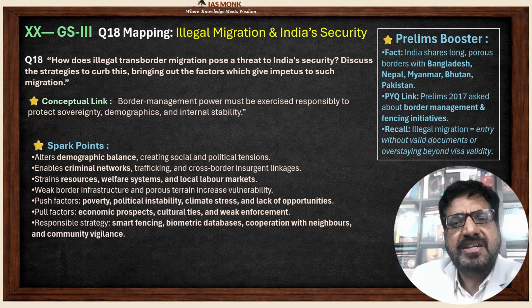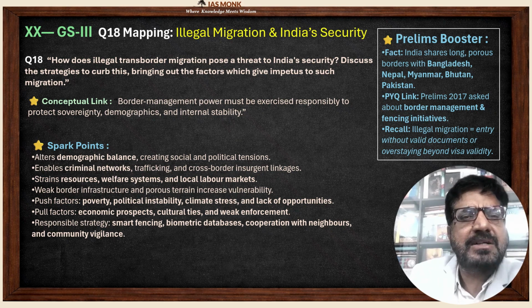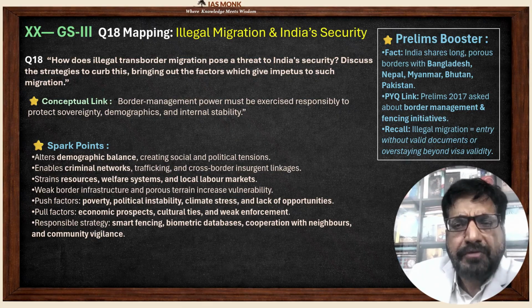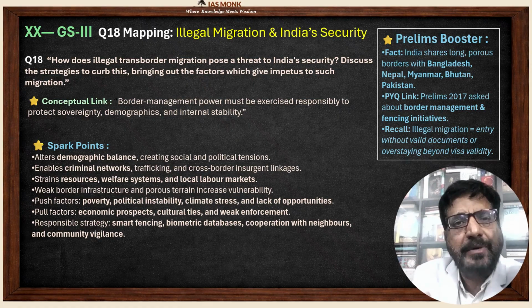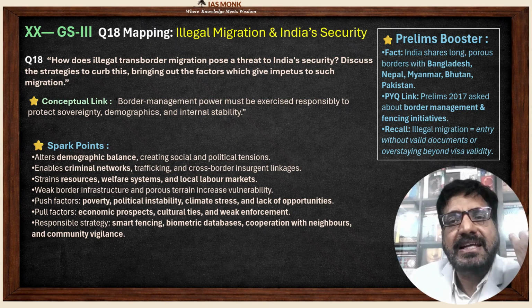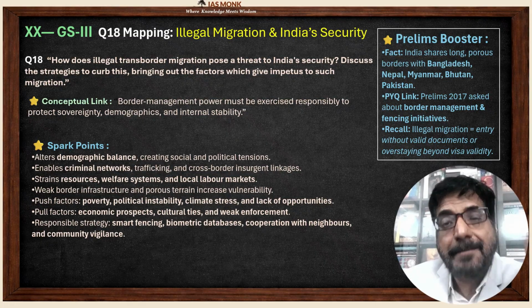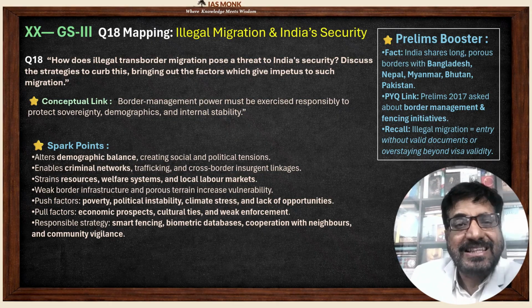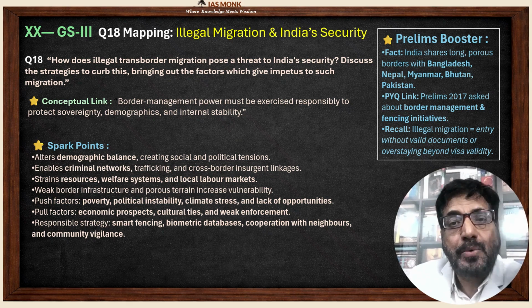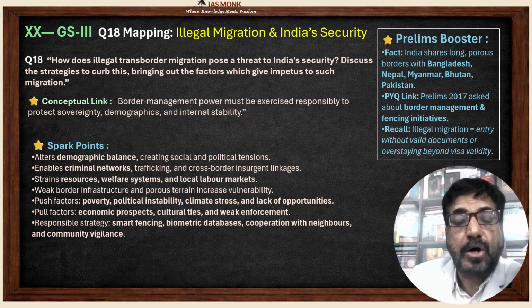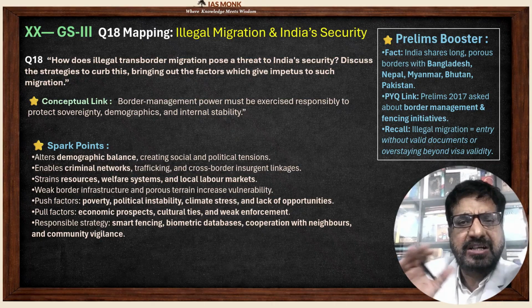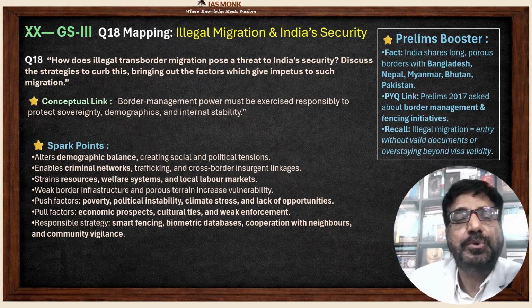Migration is driven by push factors such as poverty, political instability, environmental stress, and lack of livelihood opportunities. Pull factors, what are pull factors? They include better economic prospects, cultural proximity, and weak enforcement mechanisms. Responsible border management requires a combination of smart fencing, integrated checkposts, biometric identification, and real-time surveillance. Strengthening cooperation with neighboring countries, improving local policing, and involving border communities in vigilance are essential. Developmental initiatives in border districts reduce local susceptibility to illegal networks.